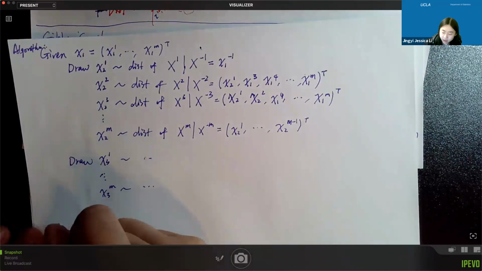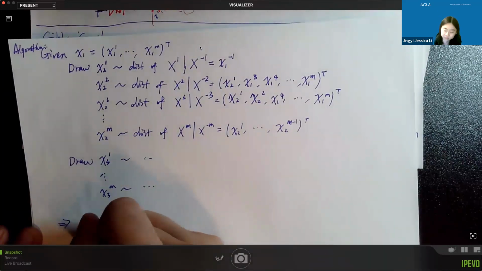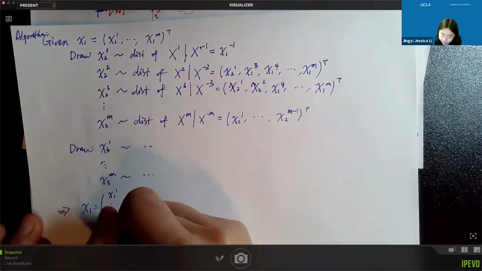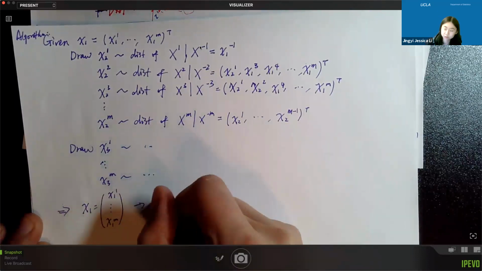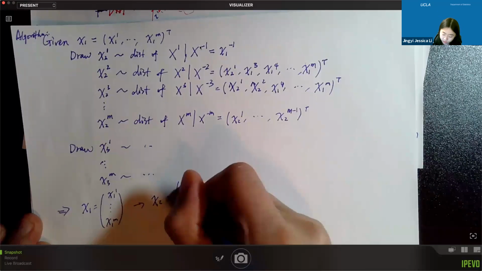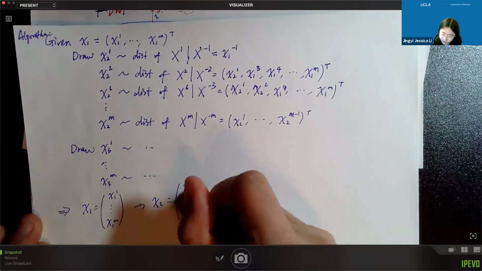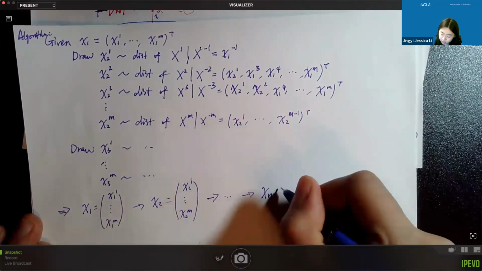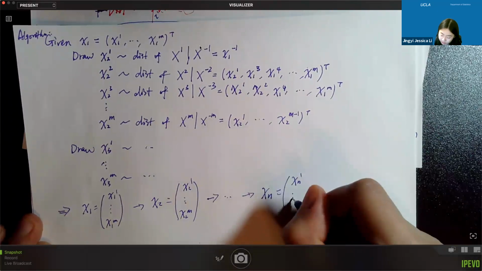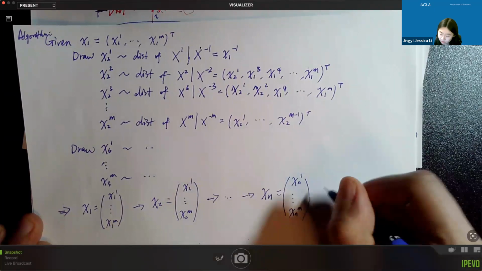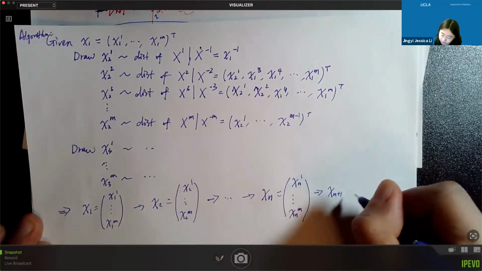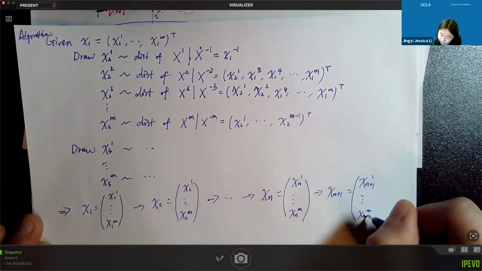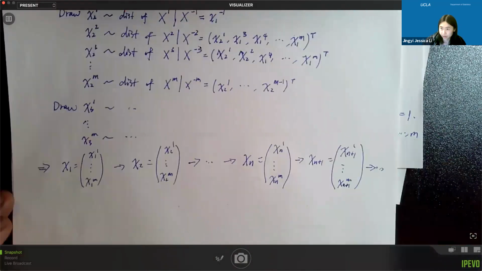So you see, to put them together, what I essentially have is the vector x1, which is equal to x11 to x1m, going to vector x2, which is equal to x21 to x2m, and going up to xn, which is also m-dimensional, xn1 to xnm, and go to xn plus 1, which is xn plus 1,1 to xn plus 1,m, and so on. So this is how I grow the chain.